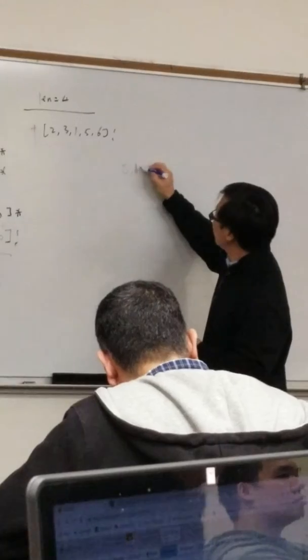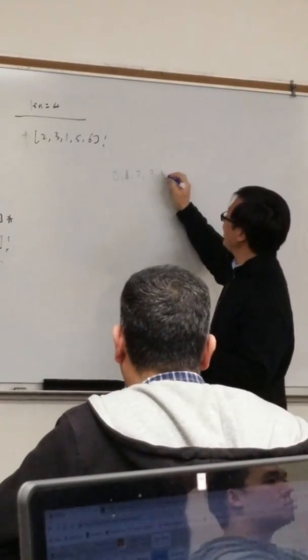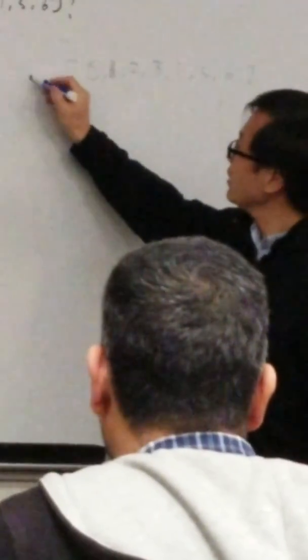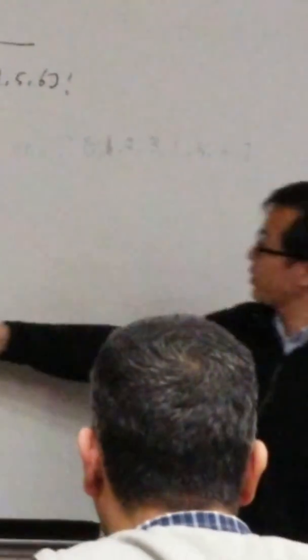The 0, 1, 2, 3, 1, 5, 6. So this would be a test path that contains the prime path. After I generate this test path, I have to cross out the prime paths that might be contained by this test path. So I'm going to check through.